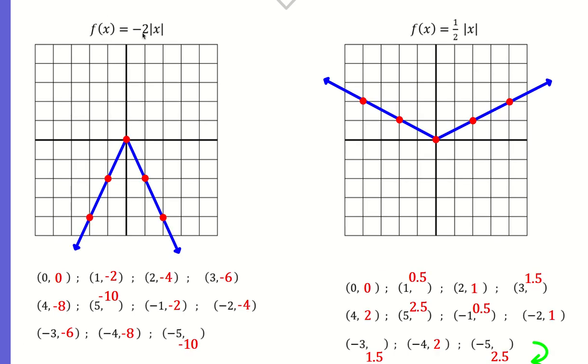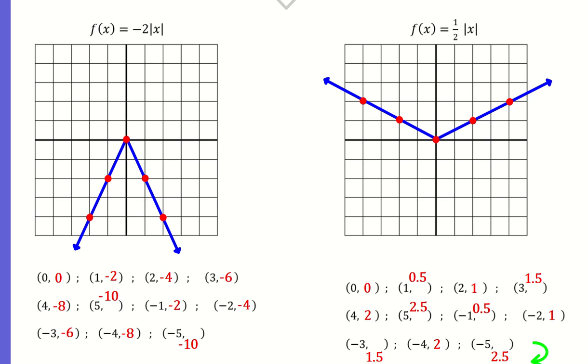This one, -2 times the absolute value of x, formed this V. I'm still calling this a V, even though it's upside down. And this was the graph of 1/2 times the absolute value of x. Okay, so hopefully you got all those graphs correct.